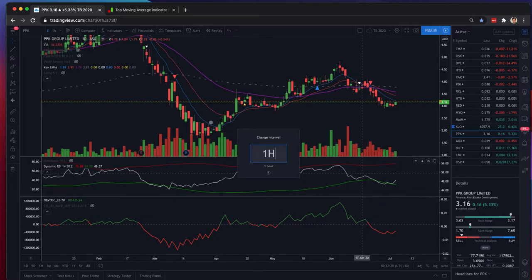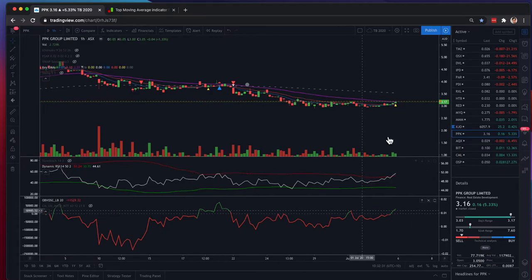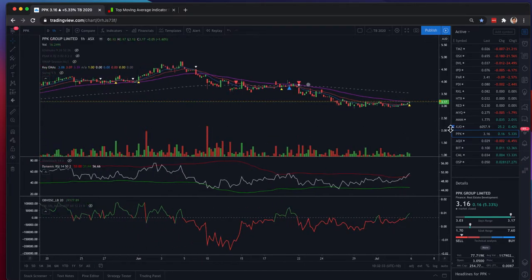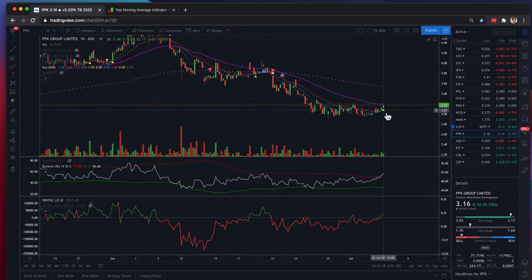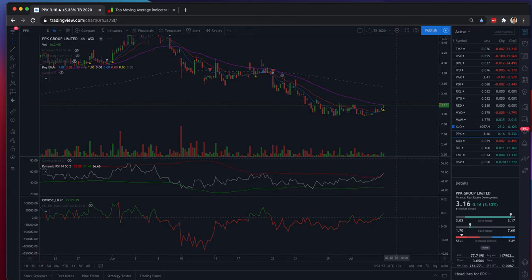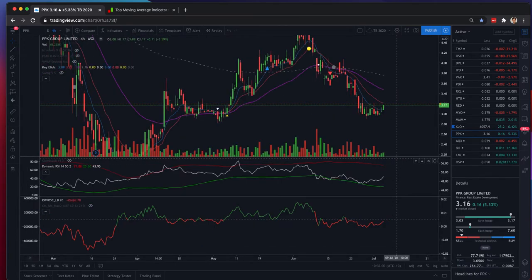Again, if we go to 1 hour, we can see it on different time frames as well. We get a few signals here. Number one, we have the EMA cross. We have OBV ticking up and pointing upwards. We have RSI going up a bit higher. And that's how I use OBV. 4 hours, just to get a different time frame again, pointing up.